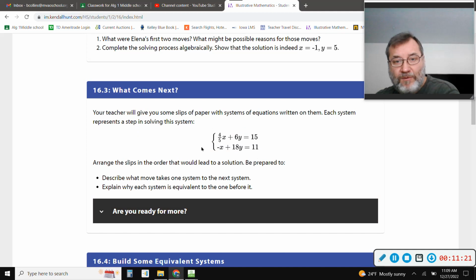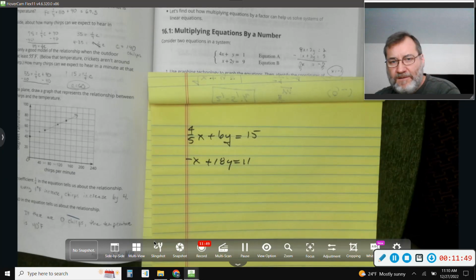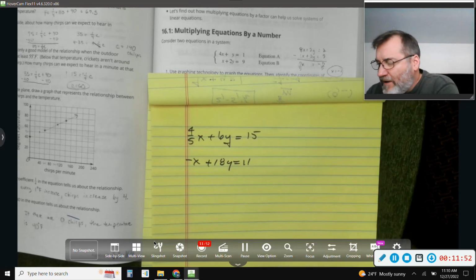I'm actually going to go through and we're going to solve this the good old-fashioned way. All right. So let's go ahead and get a fresh piece of paper out. Write down our equations. 4/5 x plus 6y equals 15, and negative x plus 18y equals 11. Okay, so let's go to this one right here.